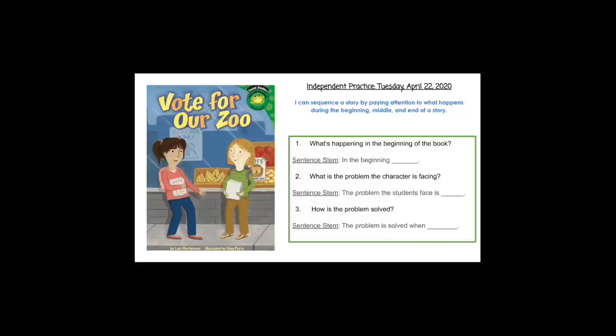Underneath each of those questions, you have sentence stems. You need to be using each sentence stem to help you answer the question.